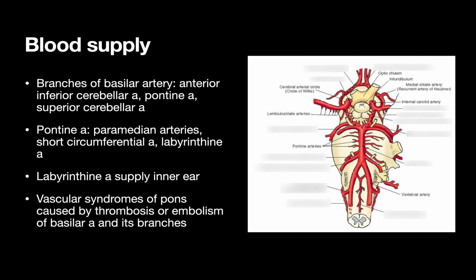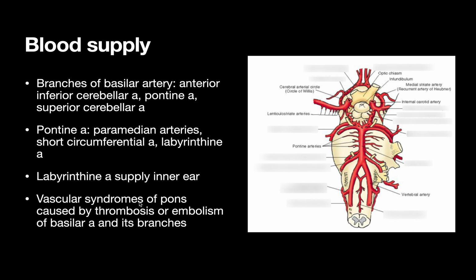Blood supply is basically the same as the medulla. There's going to be the basilar artery and all of its branches: the pontine arteries, which are just the main branch of the basilar artery, and those branch off into the paramedian arteries, the short circumferential arteries, and the labyrinthine artery.